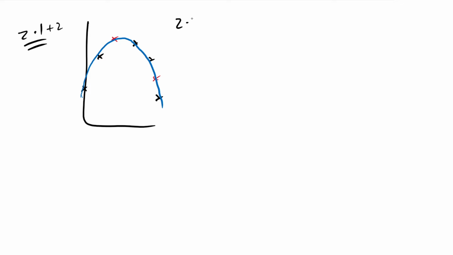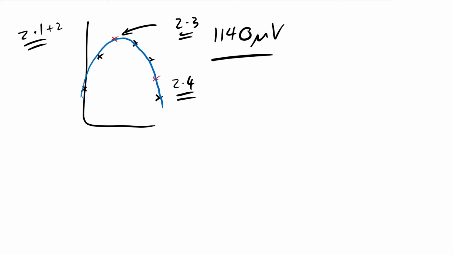But in 2.3 we've been asked to find the maximum value of epsilon, and so we're looking at the apex of the curve. I'm going to say that that's 1140 microvolts. So long as you're consistent with what you've drawn, you'll get the mark.